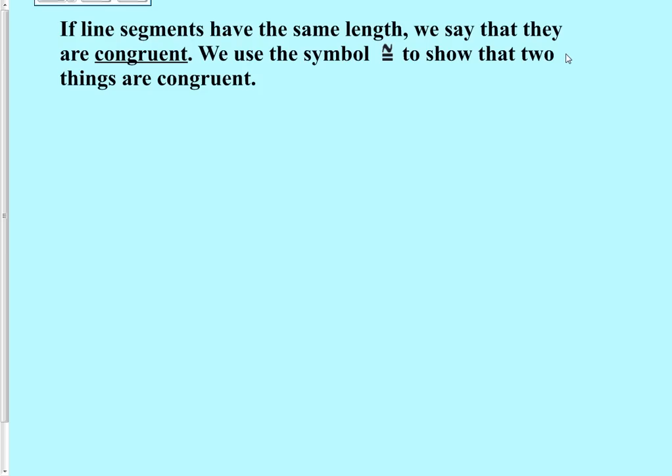Now the symbol, as you can see there, just looks like an equal sign with a little squiggle over the top of it. Some of you may know that squiggle as the name tilde. But it goes over the top of the equal sign. And when you use that, that is pronounced "is congruent to."